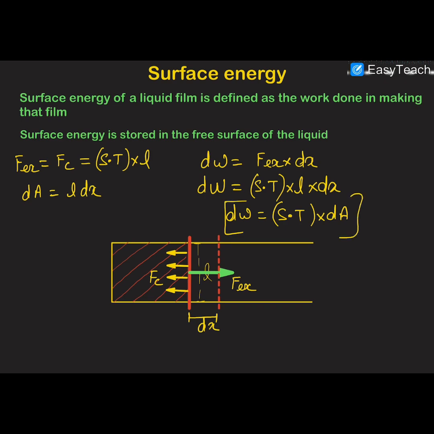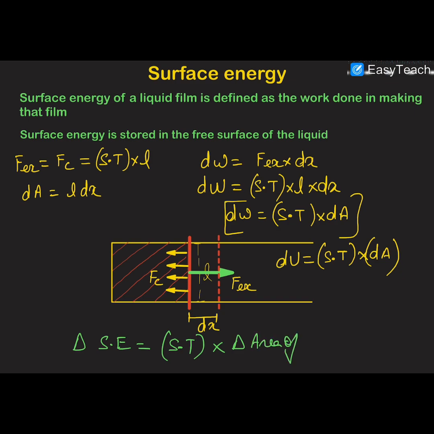This work done by us is utilized as change in surface energy of the film, and this is surface tension into change in area. So finally we can make a formula that delta of surface energy is equal to surface tension into delta of area of the film, or area of free surface. This is the general formula of surface energy.